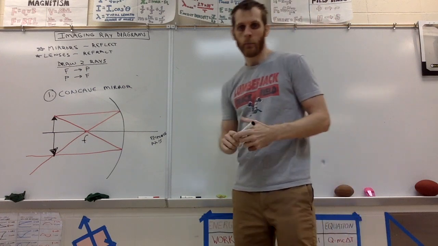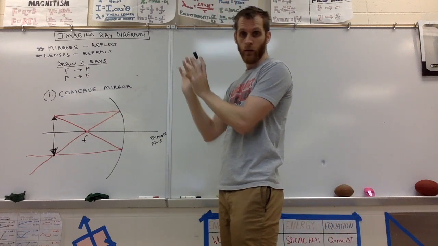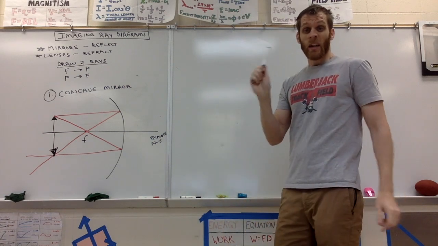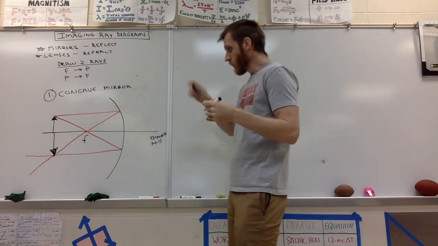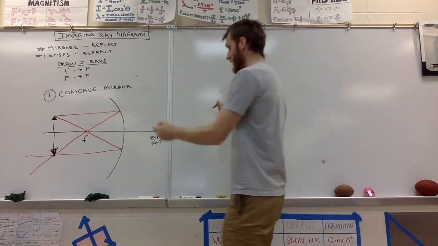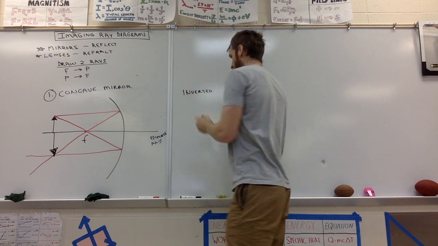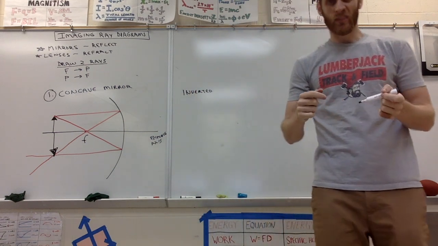So when I use this mirror, if I'm far away from a curved mirror like this, what does my image look like? Well, I can say a couple things about this image. One thing I can say is it's upside down. We say that the image is inverted. Inverted means upside down. Second thing I can say about this image is it's real.